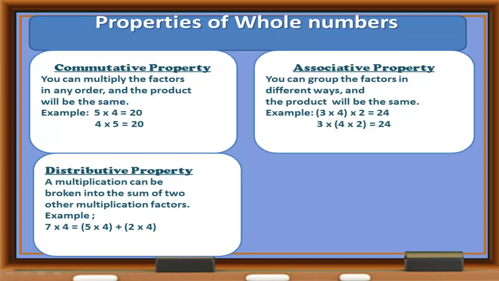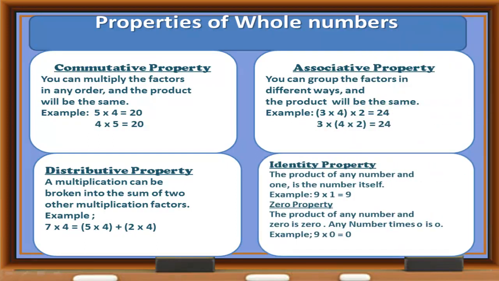Let us add one more property, that is identity property. Identity property is the product of any number and 1 is the number itself. That is, any number multiplied by 1 is the number itself. Example, 9 times 1 equals 9. The next is zero property. The product of any number and 0 is 0. Any number multiplied by 0 is 0. Example, 9 times 0 is 0. That's all about chapter 2.